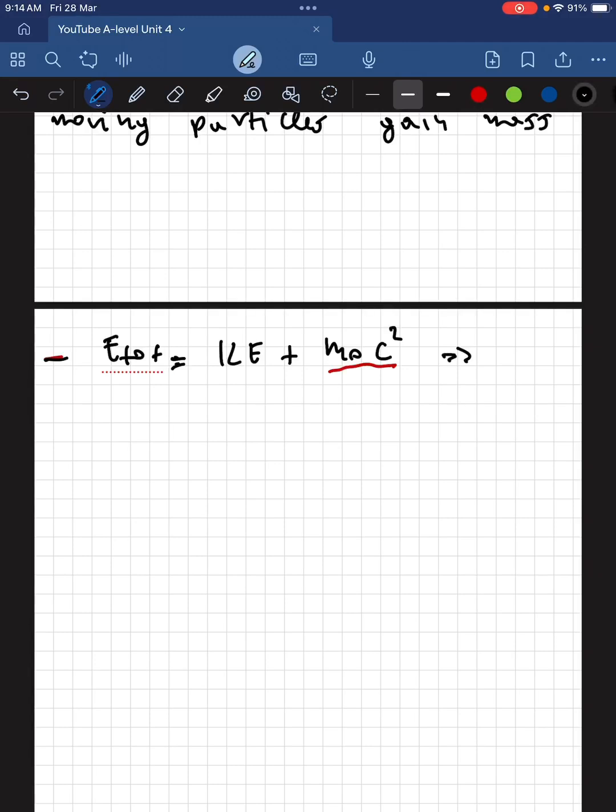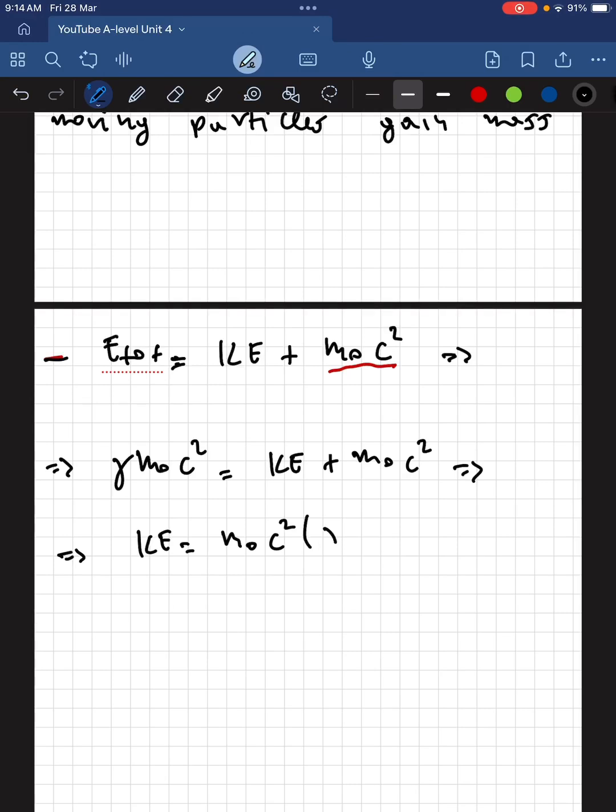Notice how, since the total energy is gamma mu c squared, and this is equal to the kinetic energy plus mu c squared, which is the energy a particle always has due to its mass, then the kinetic energy is mu c squared gamma minus 1. Okay, let's see this gamma factor in action.